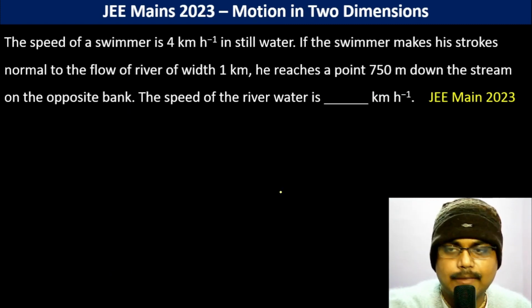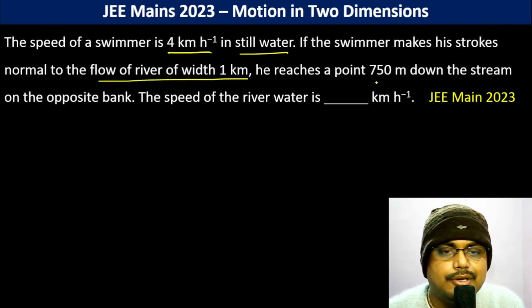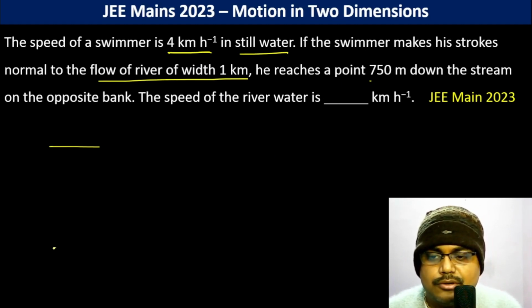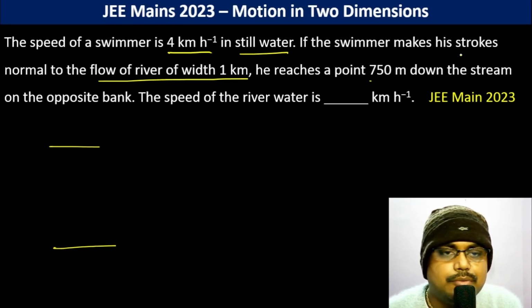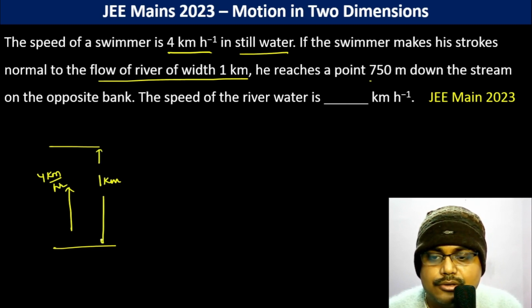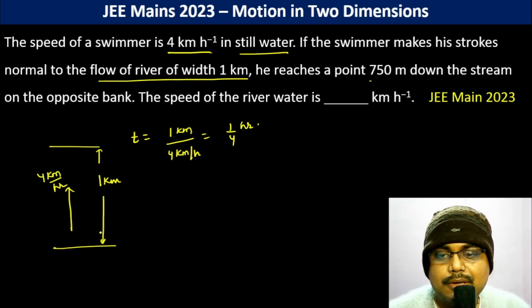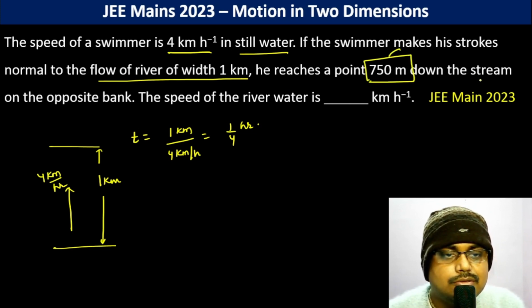Thank you. The speed of swimmer is 4 km per hour in still water. The swimmer makes his strokes normal to the flow of river of width 1 km, reaches a point. Okay, so this is the swimmer swimming, and the swimmer makes his strokes normal to the flow of river. So basically the swimmer is going in this direction with 4 km per hour, and this is 1 km. So therefore the time taken will be 1 km divided by 4 km per hour, which is 1 by 4 hours. Okay, but then he reaches a point 750 meters down the stream on this.